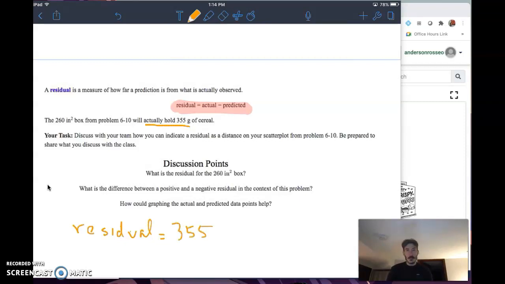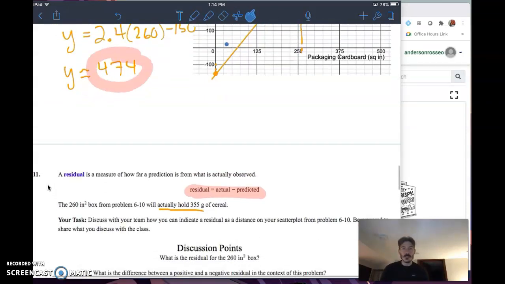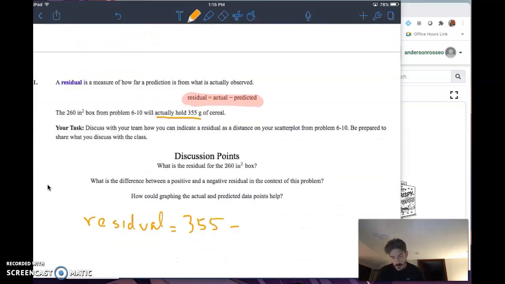55. Okay, but then we're going to subtract the predicted. Now, I don't need to reinvent the wheel because my predicted amount, and hopefully you guys wrote a sentence on this, is 474 grams. Okay? I can't do this in my head. I've got to rely on the calculator. I could work it out, but it makes sense to just do this and come up with negative 119.